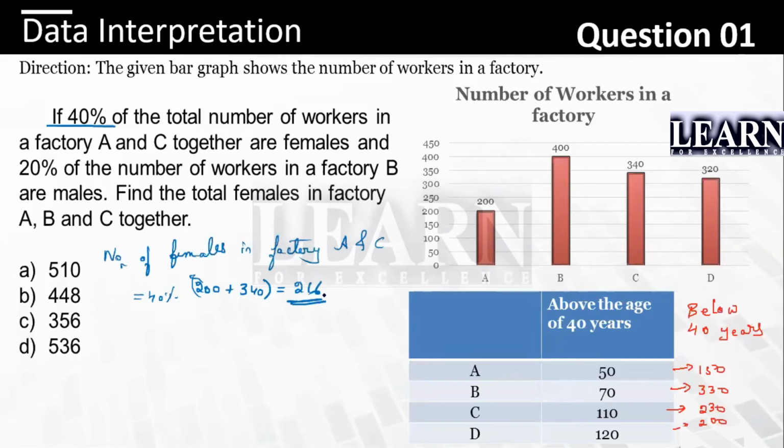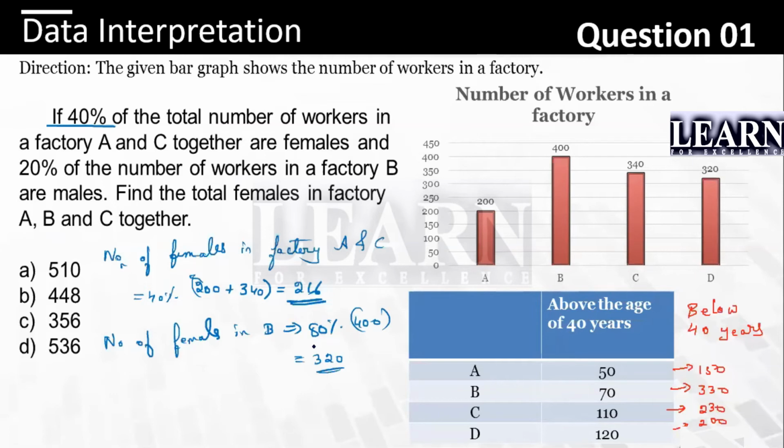Okay, next they have told 20% of the number of workers in factory B are males. It means 80% are female, right? So I can say the number of females in factory B is 80% of 400, which is nothing but 320.